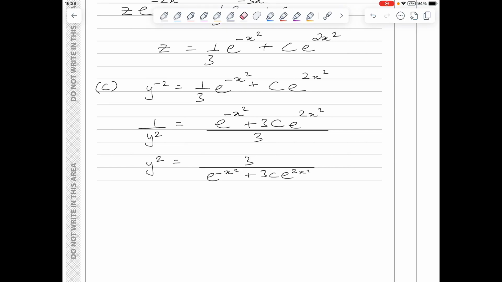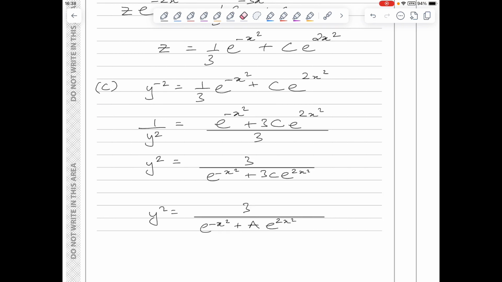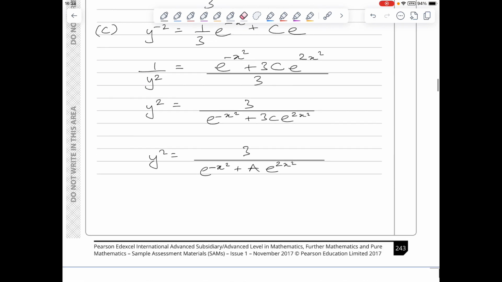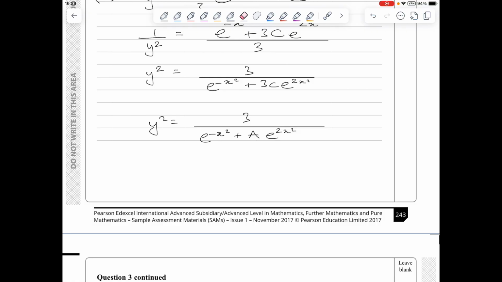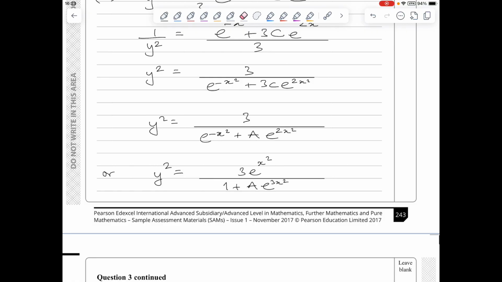Now I don't like that 3c that appears there, so I will replace that with another constant. Let's call this constant a. Now this is a valid answer, but if you want, you can multiply top and bottom by e to the x squared to get this alternative form.